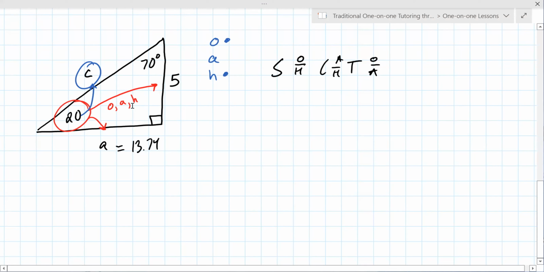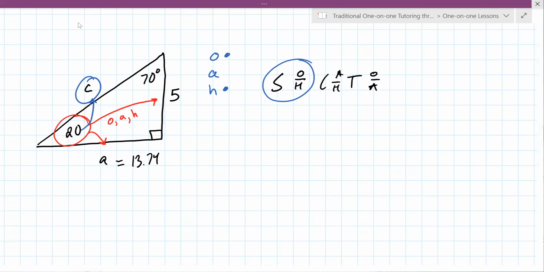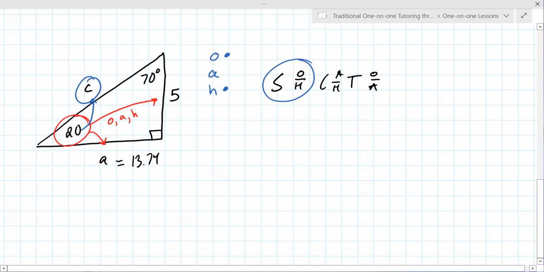Cosine. No, sine. Sine. Okay, and the sooner you remember opposite over hypotenuse, adjacent over hypotenuse, tangent is opposite over adjacent, the sooner you learn all that, the better. It will help you beyond this. So we write the sine of 20 degrees equals the opposite over the hypotenuse.